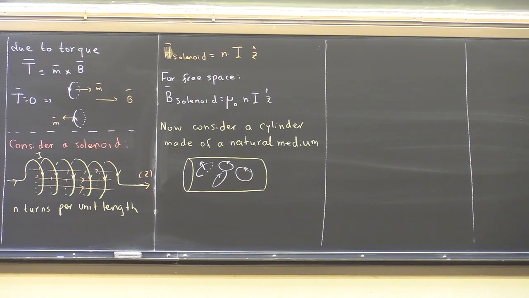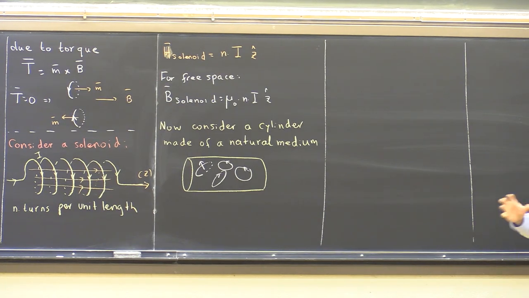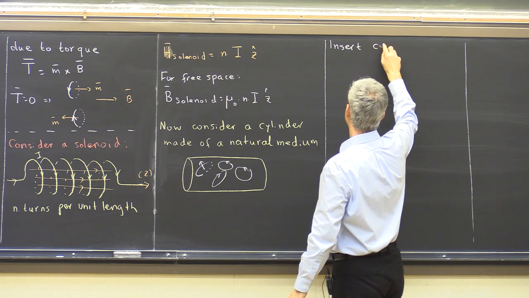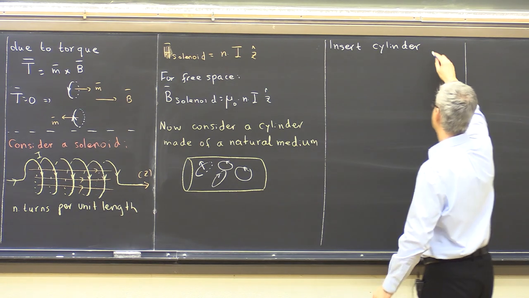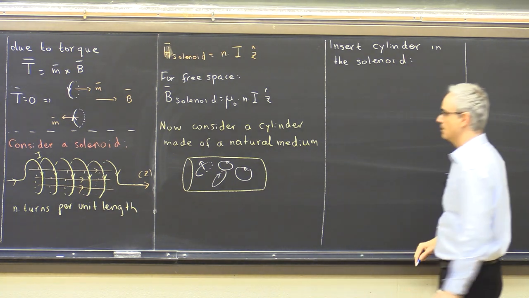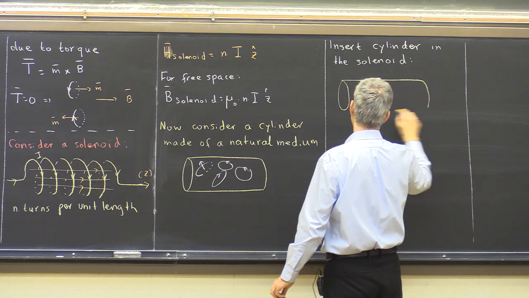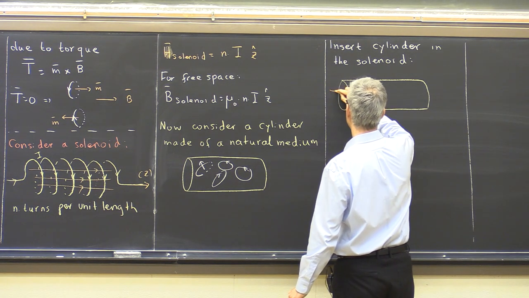So now we have those two things, the solenoid and the cylinder. Now I will put the cylinder inside the solenoid. That is the next step in this thought experiment. And you may recall a similar experiment that we did in electrostatics where we put a dielectric inside the capacitor. So now what happens? We have the cylinder, like this, and we have the solenoid that wraps around the cylinder.